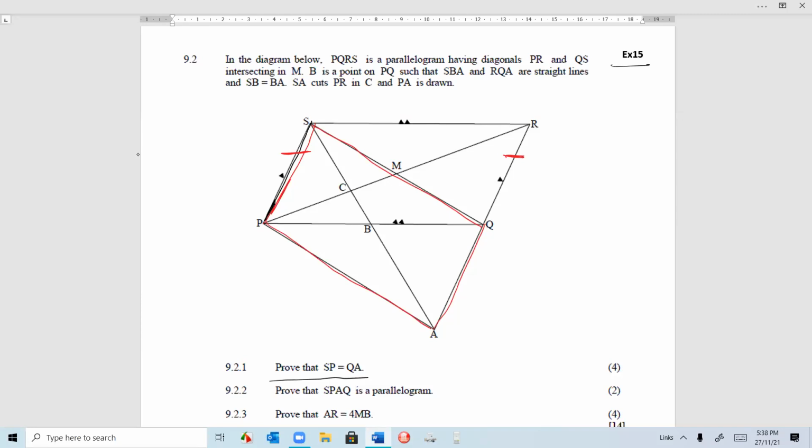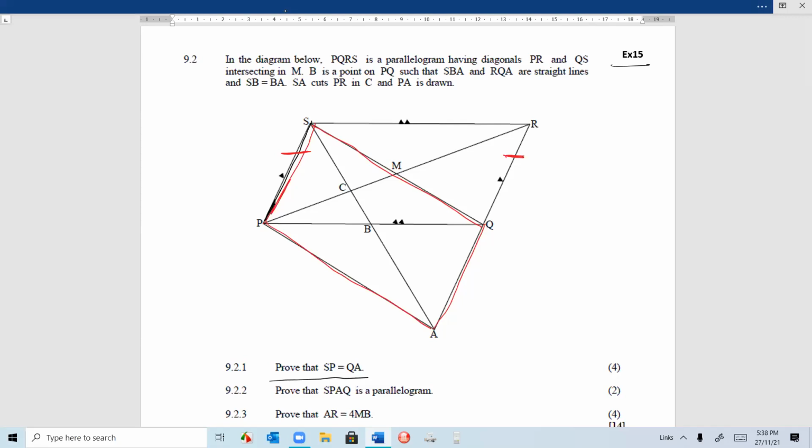Are we all happy with that? But then it goes on to tell us that PR and QS, that's a lot of information there. Then they tell us SB is actually equal to BA. Okay, so let's read properly again. PQRS is a parallelogram. If PQRS is a parallelogram, we know the diagonals also bisect each other. So I just want to note that.